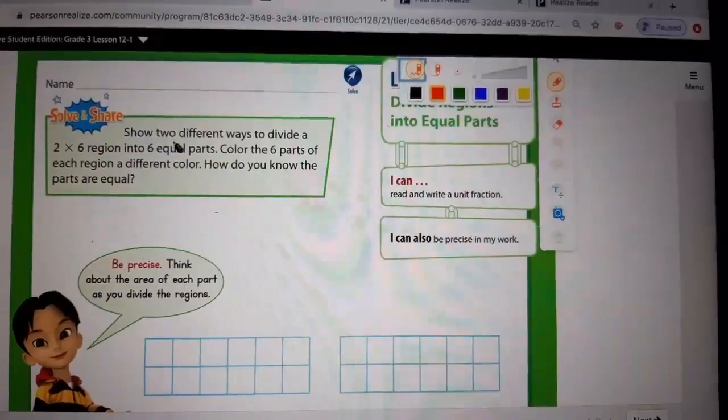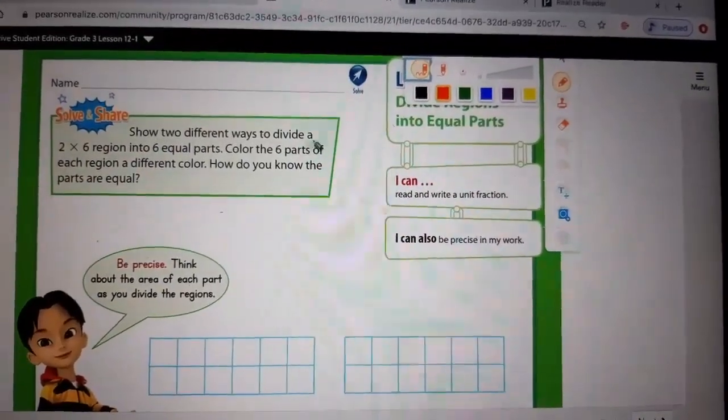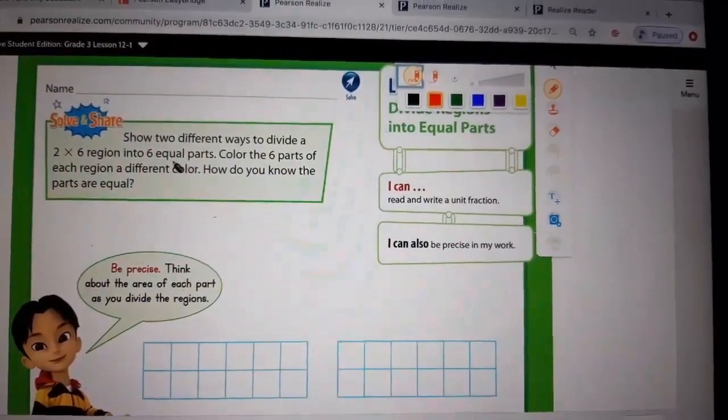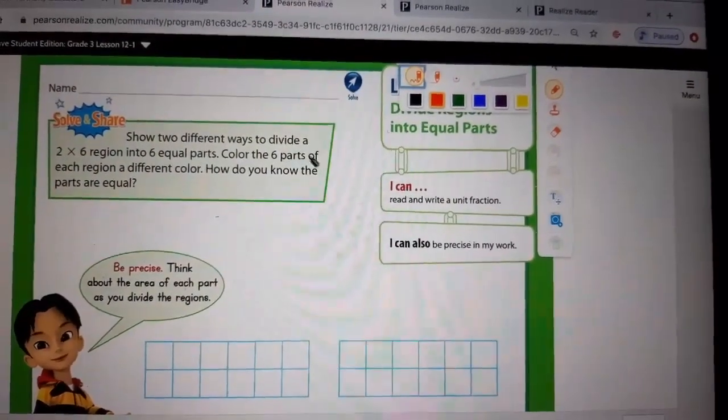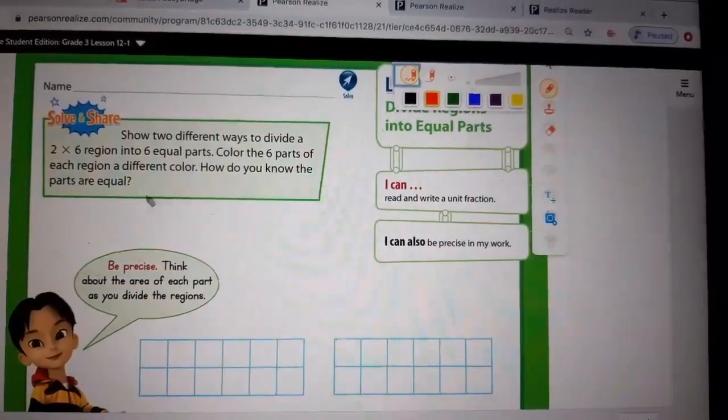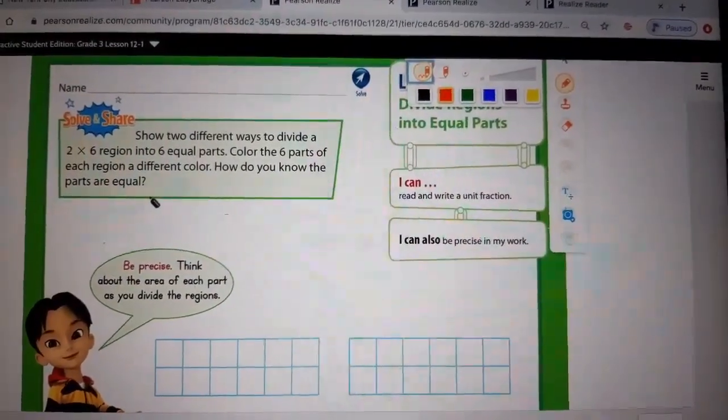It says show two different ways to divide a 2x6 region into 6 equal parts. Color the 6 parts of each region a different color. How do you know the parts are equal?